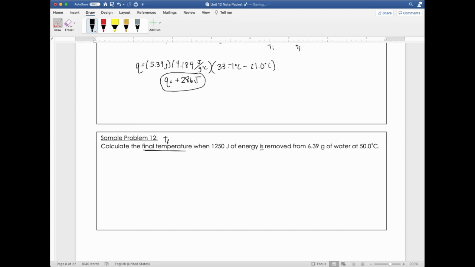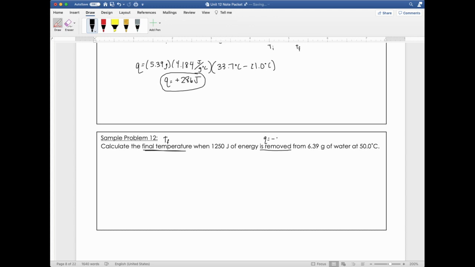When 1,250 joules of energy is removed, so I'm removing that much energy, we know Q must be negative in this case. This is where this thermodynamic stuff can get confusing, and it's always important to recognize positives and negatives. Because energy is being removed, my Q must be a negative value from 6.39 grams of water at 50 degrees. So I do know that the temperature must be going down, because I'm removing energy.